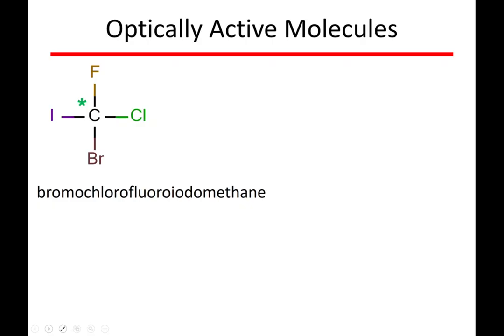All right, let's take a look at some examples of molecules that are optically active and contain chiral carbons. The first one here is bromochlorofluoroiodomethane. So our carbon atom here is attached to 4 different things, right? A fluorine, a chlorine, a bromine, and an iodine. Because this carbon is attached to 4 different groups, you would say that this is an asymmetric carbon.